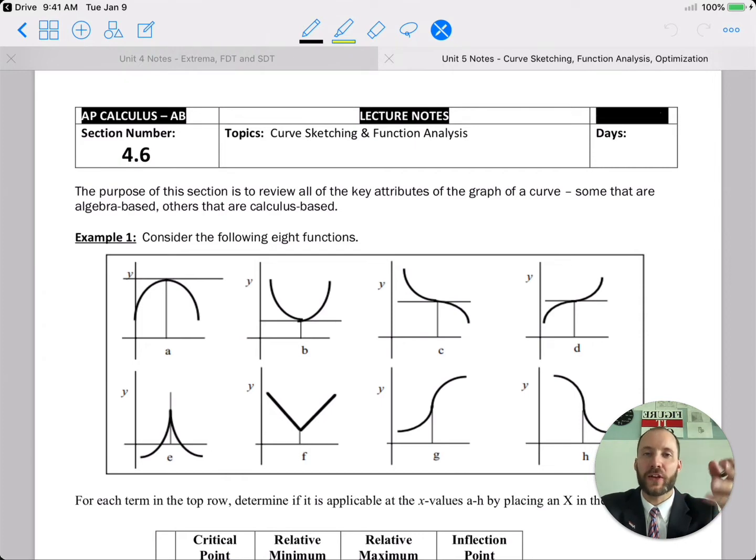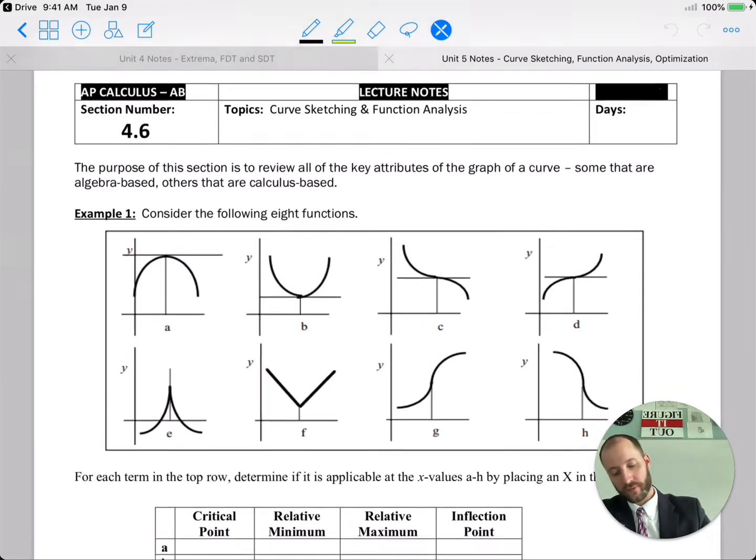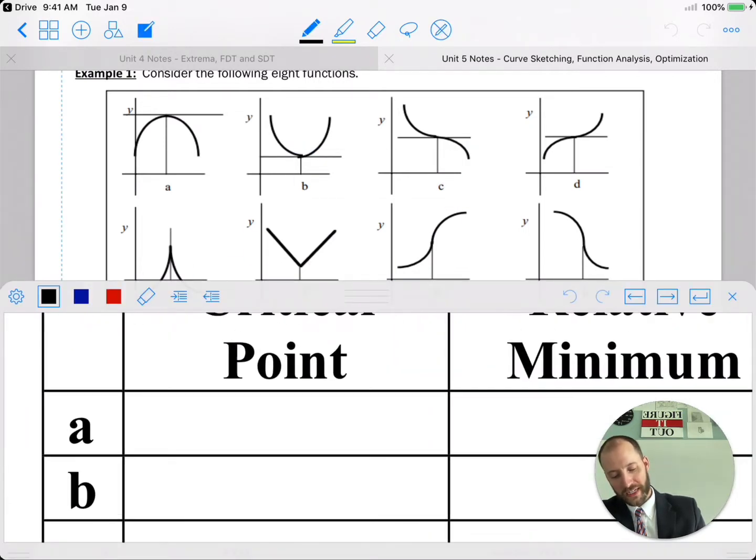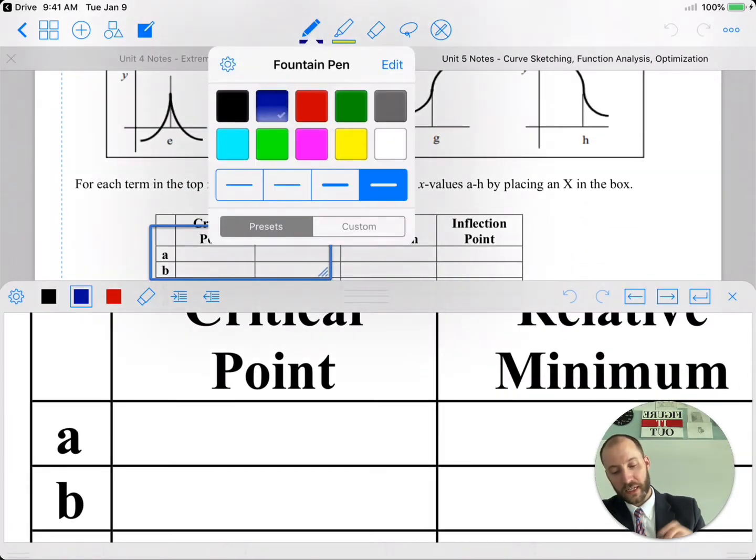what information can we gather from these graphs? So for each of these, for A through H, looking at the graph, can you determine whether each point in the question is a critical point, a relative min or max, or an inflection point? So kind of going through, putting X where you think something is.